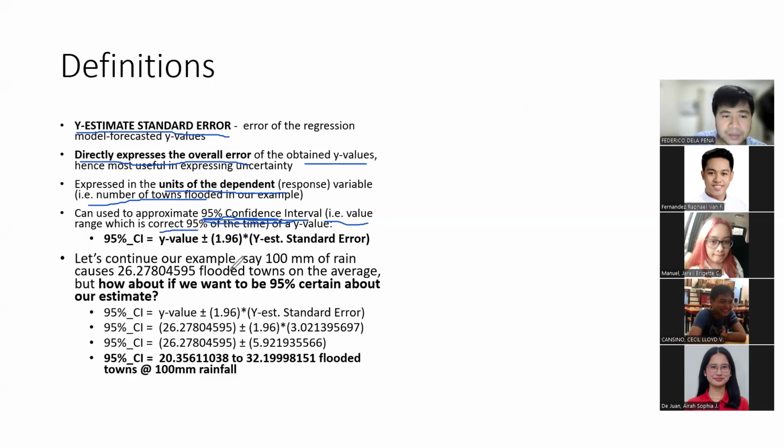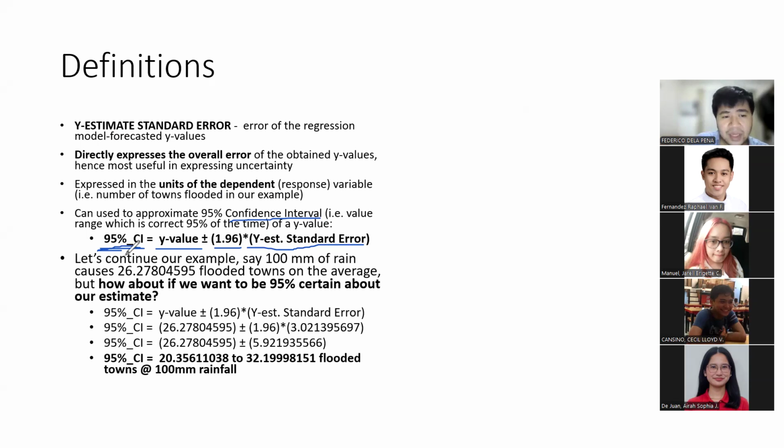Okay. So how do we calculate the confidence interval, or the range of values that would occur 95% of the time? So the 95% confidence interval is equal to your y value plus minus 1.96 multiplied by the y estimate standard error.